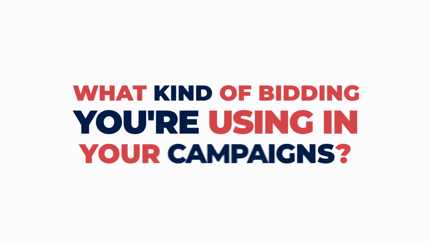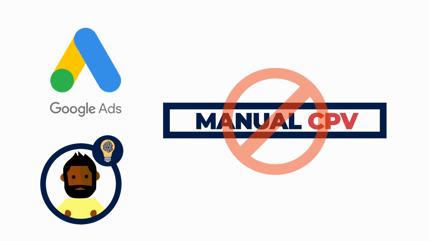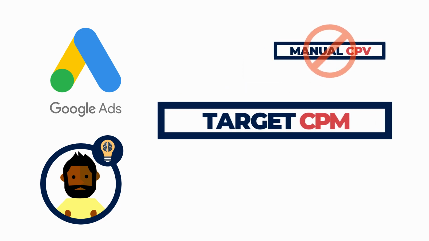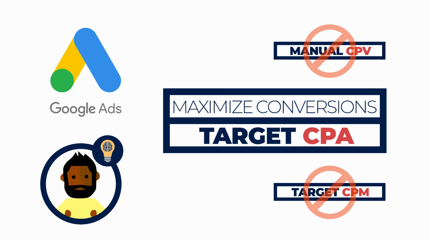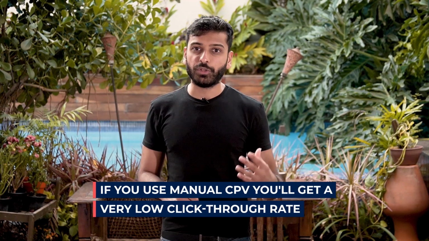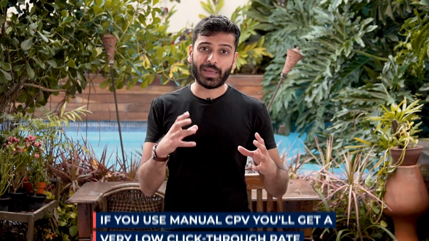Another diagnostic is to look at what kind of bidding you're using in your campaigns. We recommend not using manual CPV, cost per view bidding in 2020. I don't recommend using target CPM for YouTube ad campaigns. What I recommend is maximize conversions and target CPA. And sometimes if you use manual CPV campaigns, you'll get a very low click-through rate. While with maximize conversions and target CPA, Google will find the people that are more likely to actually click and engage and convert on your funnel. So that's another issue that might be happening.